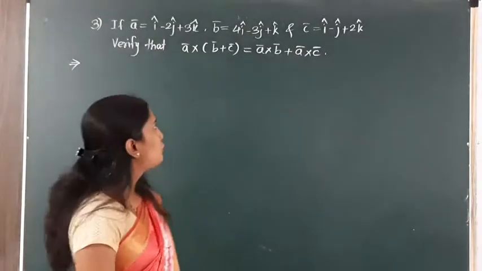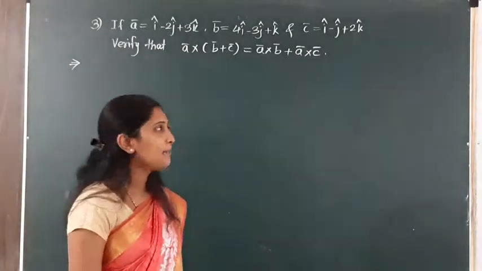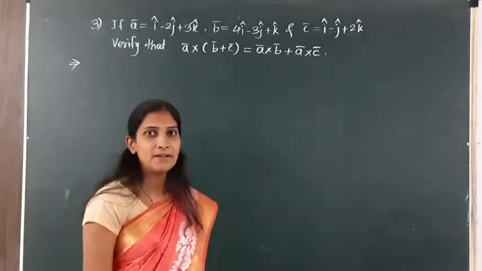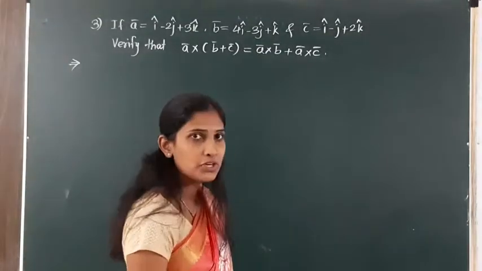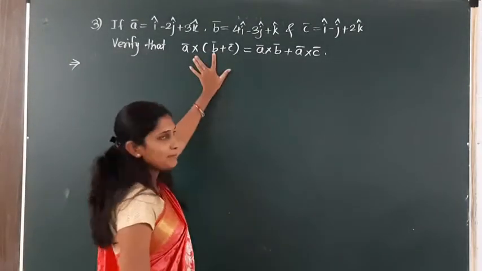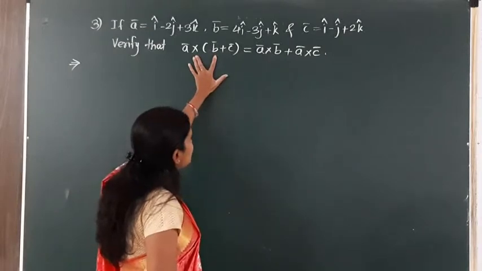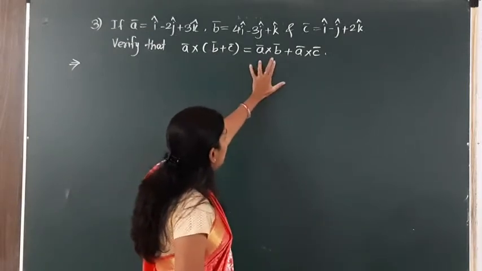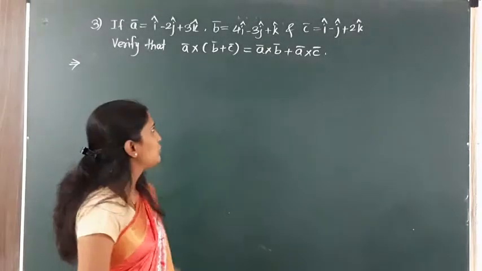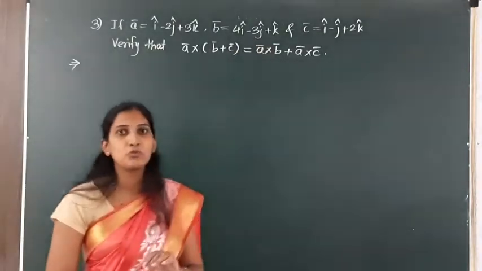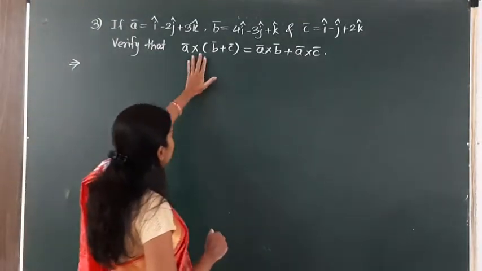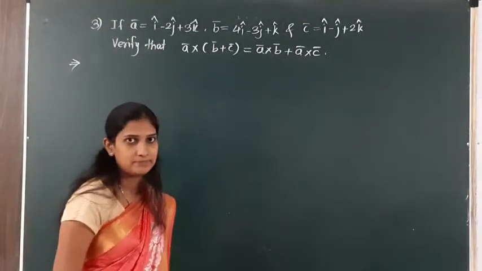If a bar is equal to i cap minus 2j cap plus 3k cap, b bar is equal to 4i cap minus 3j cap plus k cap, and c bar is equal to i cap minus j cap plus 2k cap, we have to verify that a bar cross (b bar plus c bar) is equal to a bar cross b bar plus a bar cross c bar. We have to find LHS equal to RHS, that is, prove that it is verified. Firstly, for that we have to find a bar cross (b bar plus c bar).